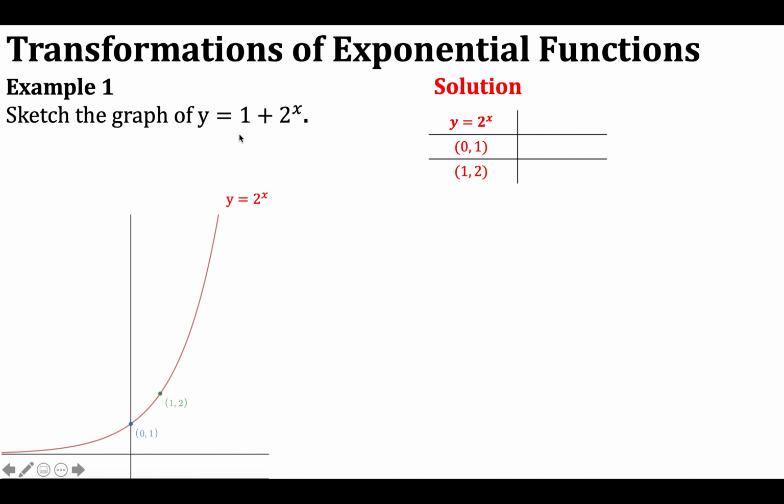Now, we are asked to sketch the graph, however, of y equals 1 plus 2 to the power x. So let's look at what happens to these points. So we are adding 1 onto all the y-ordinates. So instead of 0, 1, we're going to have 0, 2. Instead of 1, 2, we're going to have 1, 3. And then what we can do is plot those points, 0, 2 and 1, 3, and sketch the graph of 1 plus 2 to the power x. So just now would be a good time to pause the video and copy this example down before coming back for example 2.